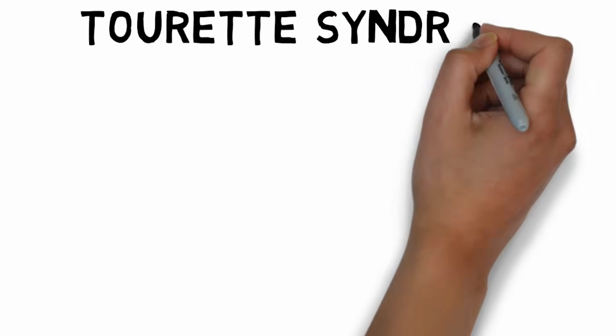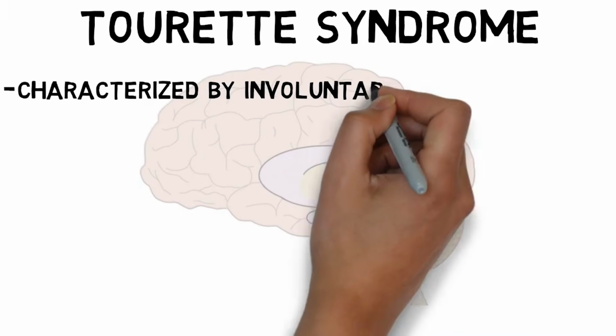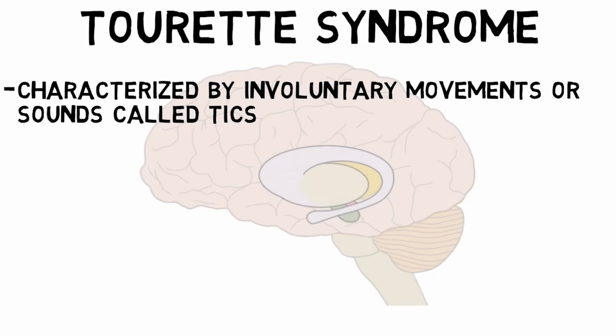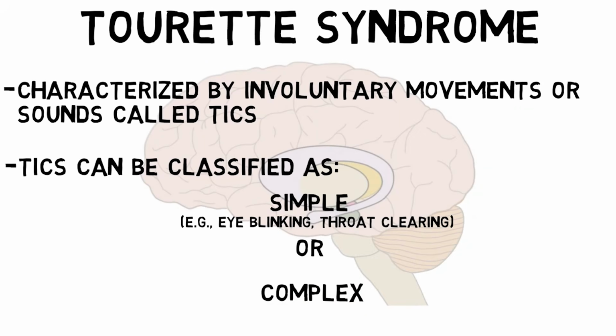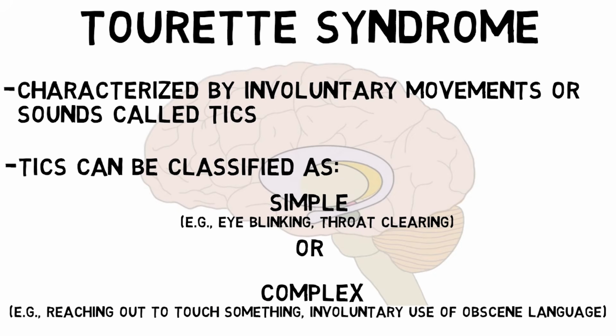Tourette syndrome is characterized by recurrent involuntary movements or sounds called tics. Tics can be classified as simple or complex. Simple tics usually involve only one group of muscles, and might consist of actions like eye blinking or throat clearing. Complex tics are more elaborate, and might involve actions like reaching out to touch something, or the involuntary use of obscene language, which is known as coprolalia.